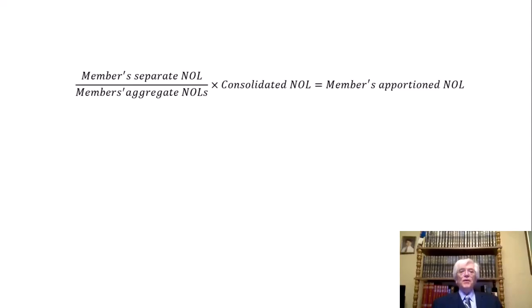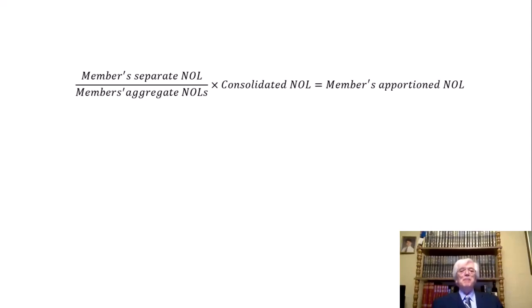The formula is on page 824, and it says the member's separate NOL divided by the members' aggregate NOLs times the consolidated NOL is the member's apportioned NOL. Now, I stared at that formula for quite a while before I realized the importance of punctuation. The numerator of that fraction is member apostrophe S, the single member whose NOL you're trying to figure out. The denominator there is members S apostrophe. It's the aggregate NOLs of all the members. So it's the placement of that apostrophe that is driving that whole fraction there.